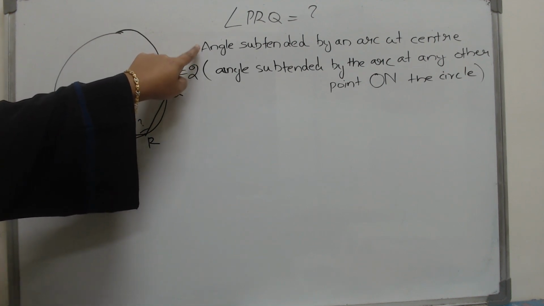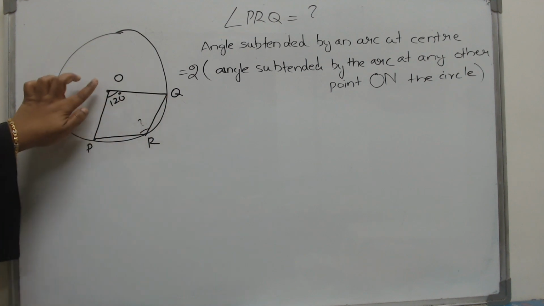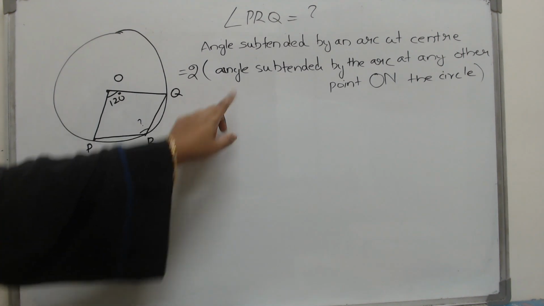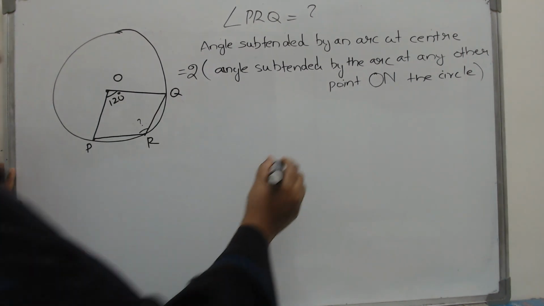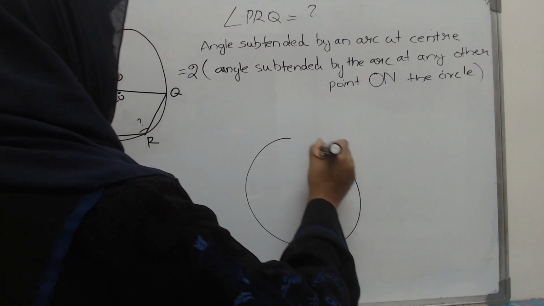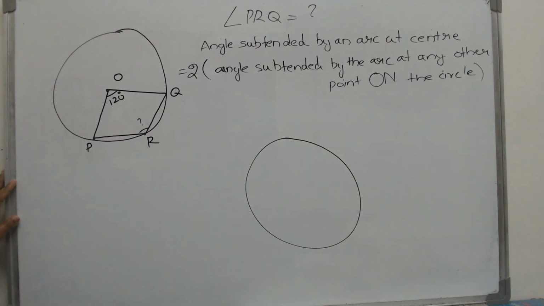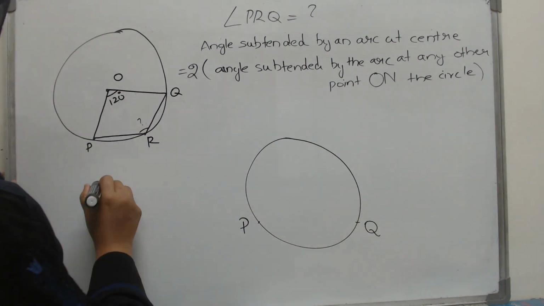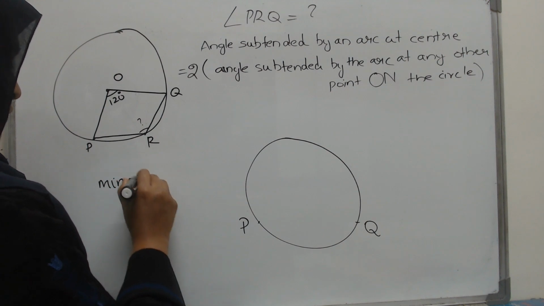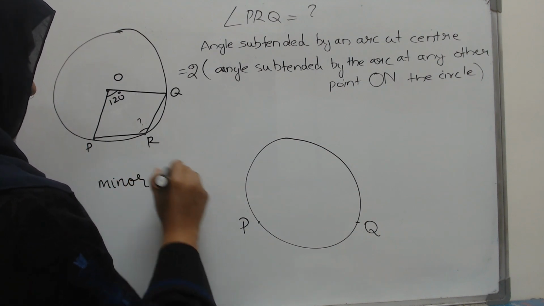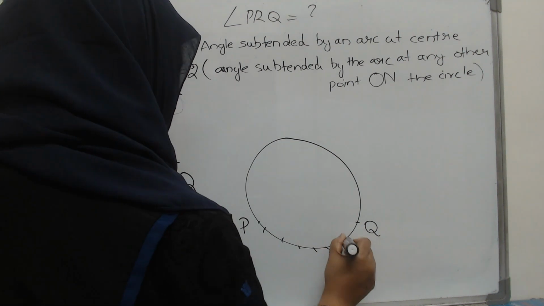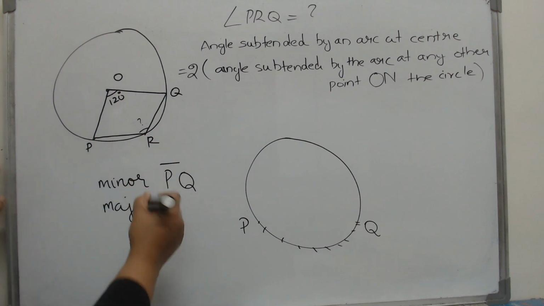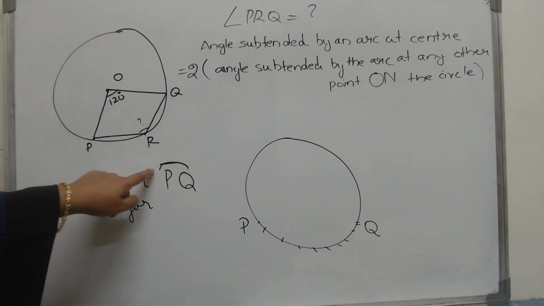The angle subtended by any arc at the center is 2 times the angle subtended by that arc at any other point on the circle. Now comes the important question. Which arc are we talking about? When we say arc PQ, there are 2 arcs to consider. The first one is the minor arc PQ, which is this one, the smaller arc. Another one is the major arc PQ. Now for both of them we cannot use the same notation.